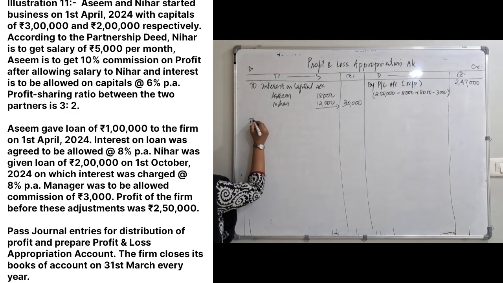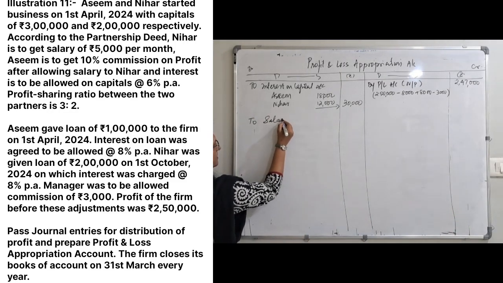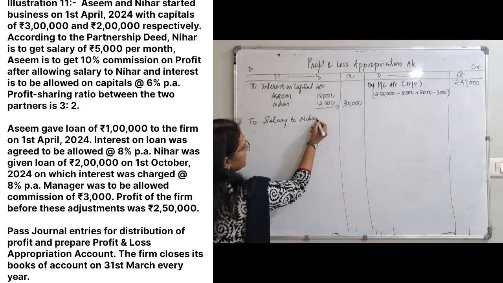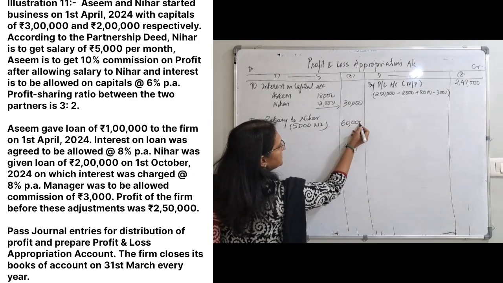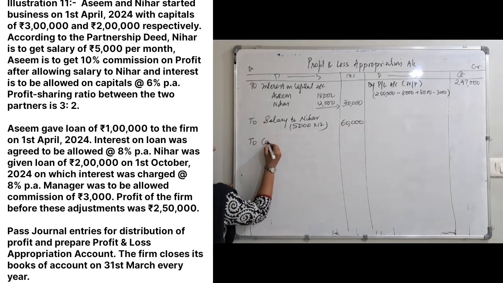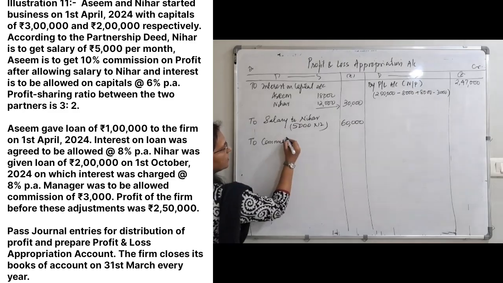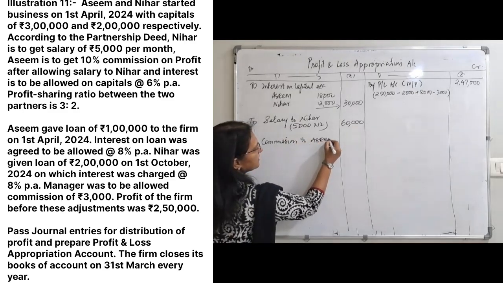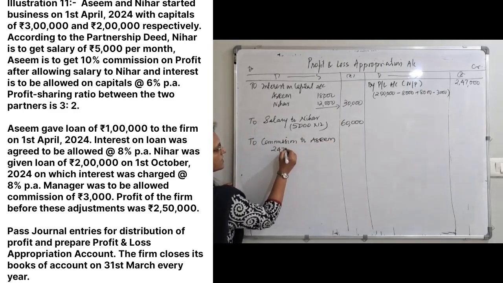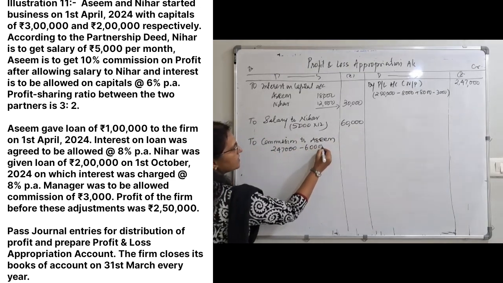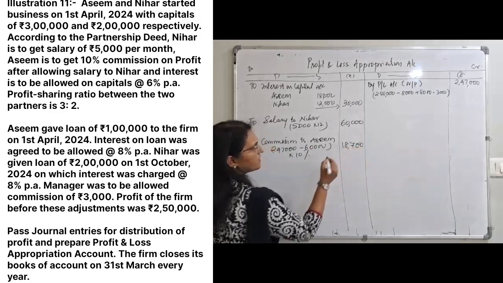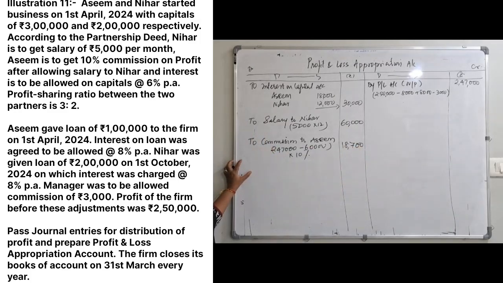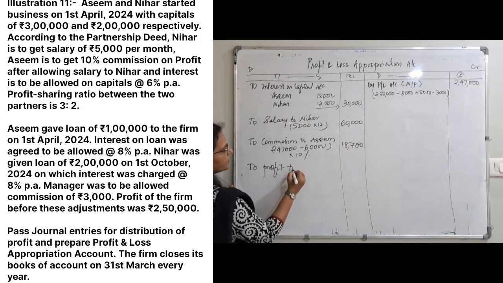Salary to Nihar, we have given 5,000 into 12, 60,000. To commission to Asim, we have given 2,47,000 minus 60,000, that into 10%, which comes to 18,700. I am not going to do the calculation part again because we have already done that. Remaining is profit. To profit transferred.